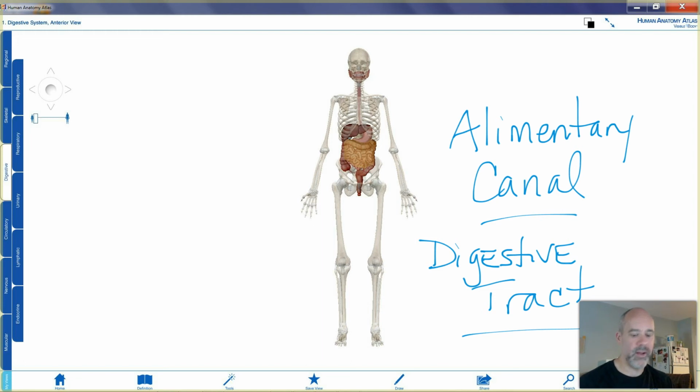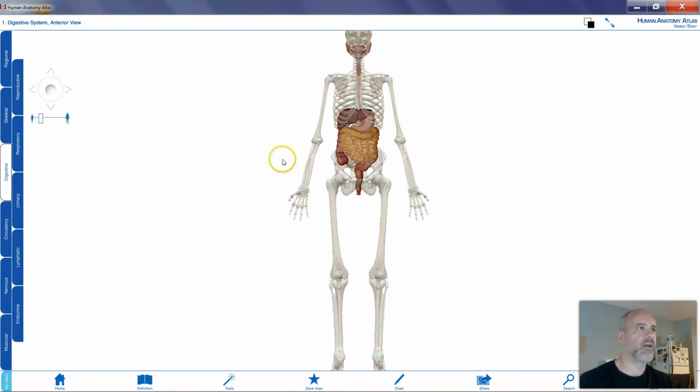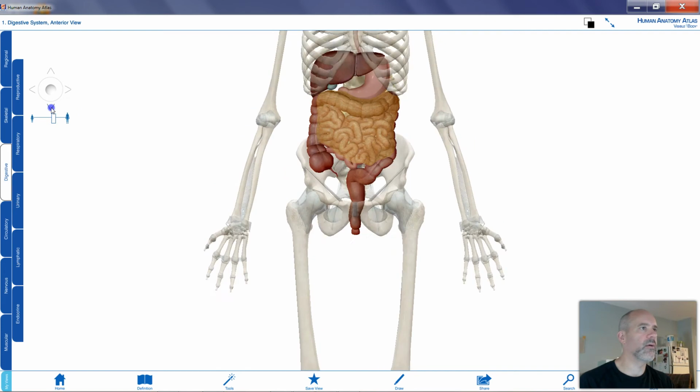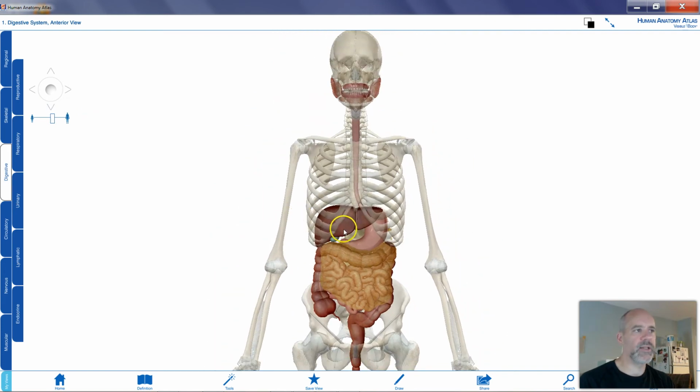So all of that together is called the alimentary canal, or sometimes just the digestive tract. Now if we zoom in here on our Visible Body guy, there are a couple of things I want to point out.